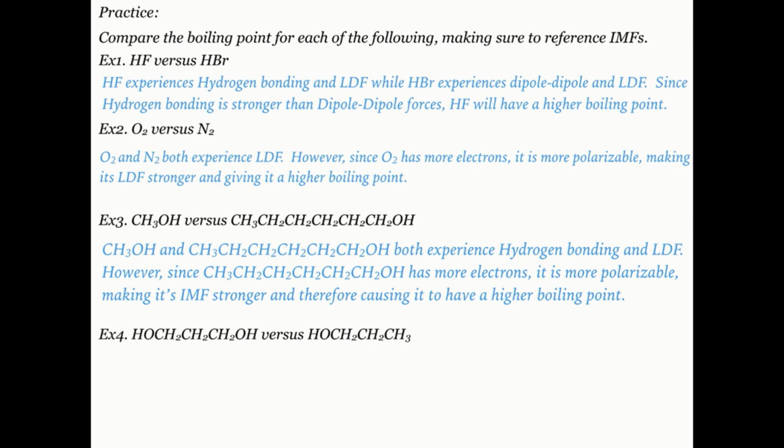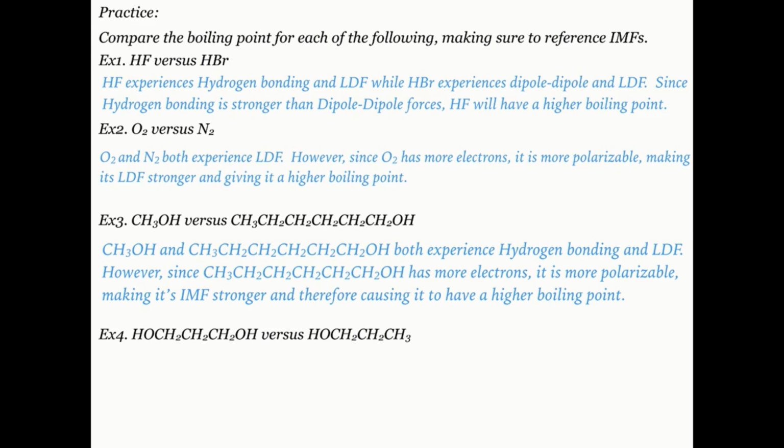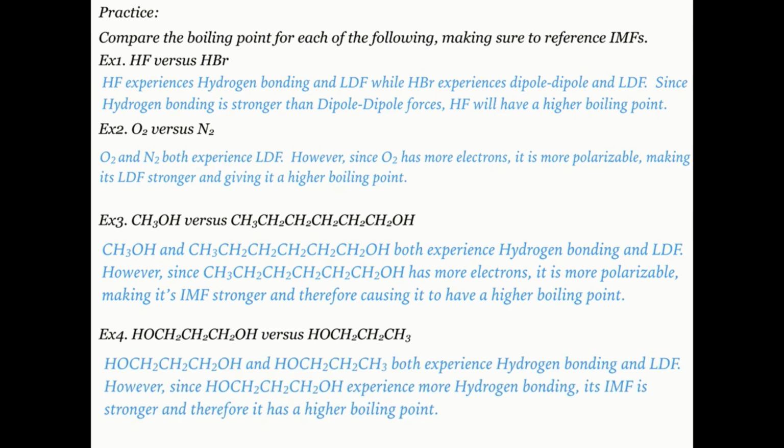All right, let's look at the last one. I give you those two molecules there. If you notice, the first molecule has two OHs, while the second one only has one OH. So while they both have hydrogen bonding and London dispersion forces, they're pretty similar in size. So it's not the London dispersion forces that we're concerned about. It's the fact that the first molecule can form more hydrogen bonds than the second one can. The second one can only form one hydrogen bond for each molecule. So while they both experience hydrogen bonding and LDF, the first one can experience more hydrogen bonding, and therefore its intermolecular force is stronger, and therefore it has a higher boiling point.